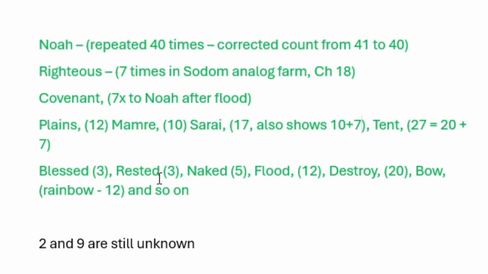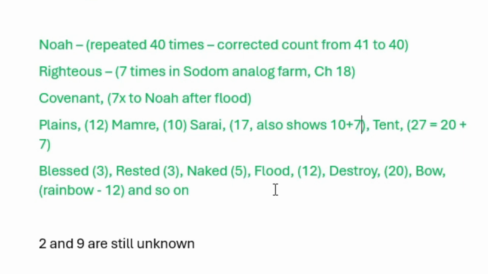All right, blessed 3 times, rested 3 times, naked 5 times. Remember, this is spiritual. This is uncovered. This means I have nothing to hide. I have nothing to fear. I have forgiveness. Flood 12. Good thing? Yeah. That's how you purge things out. Destroy 20. Yes. Good thing. That's how you purge things out. But you're destroying what you're carrying with you. Bow, rainbow 12, and so on.